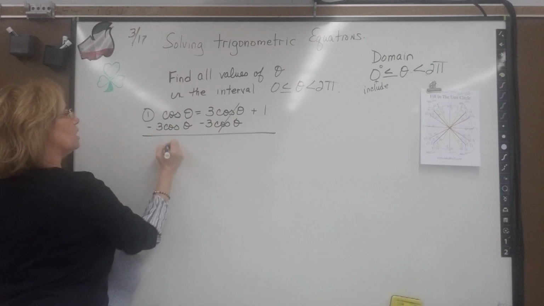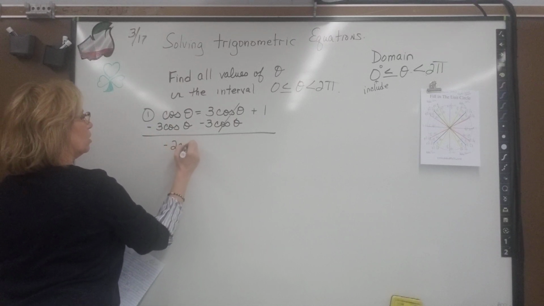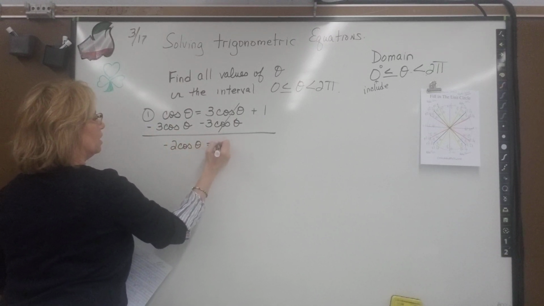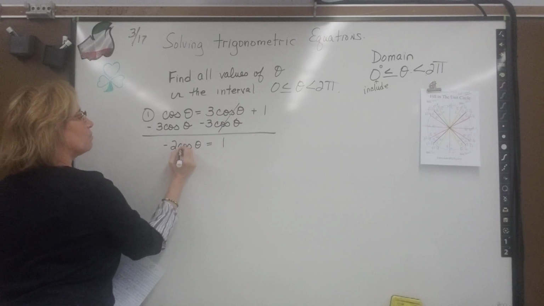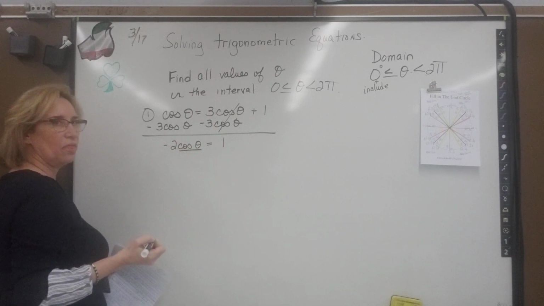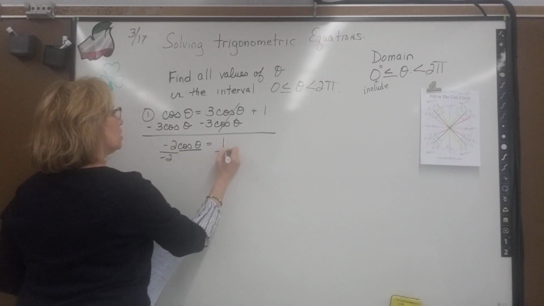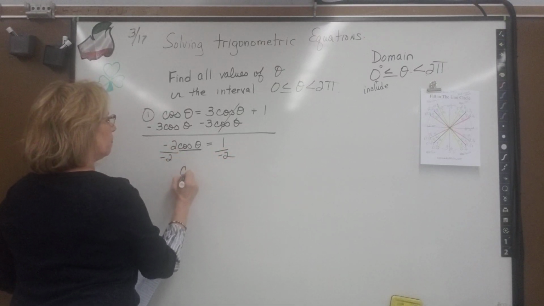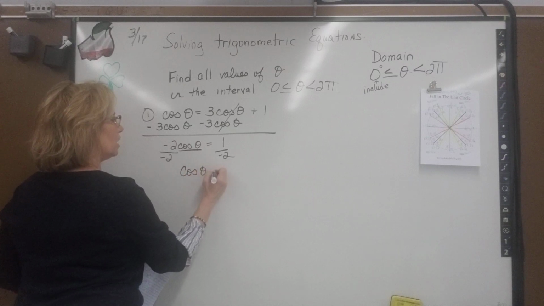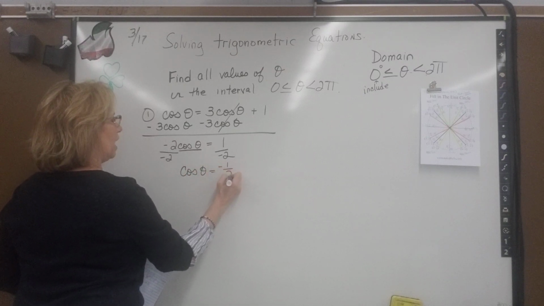1 minus 3 is negative 2 cosine theta equals 1. Again, I'm trying to solve for cosine theta, like I'm solving for x. Divide by negative 2, divide by negative 2. Cosine of theta is equal to negative 1/2.